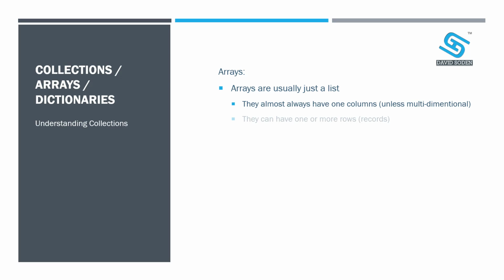They almost always have just the one column, again, unless they're multi-dimensional. They can also have one or more rows, which is essentially a record. This is where your head will probably explode a little bit, but don't worry about it. It's just a simple nuance rule to remember.